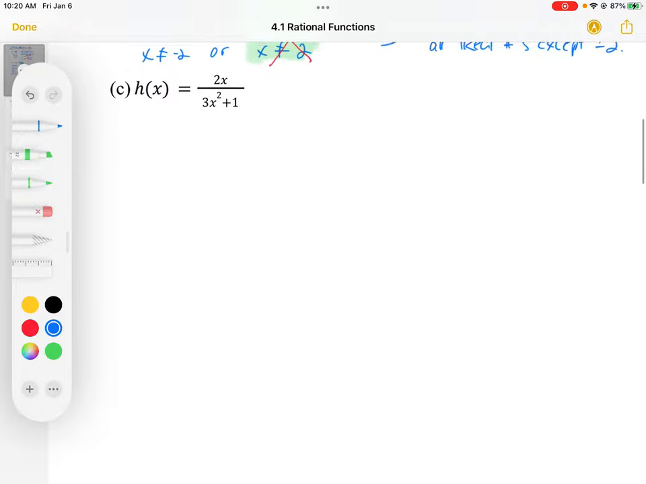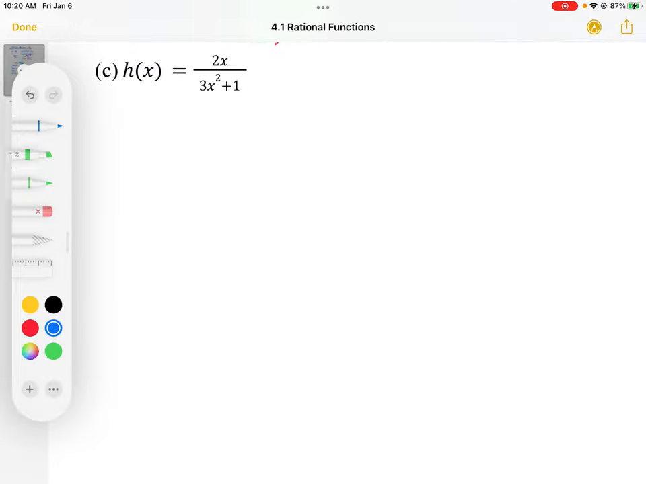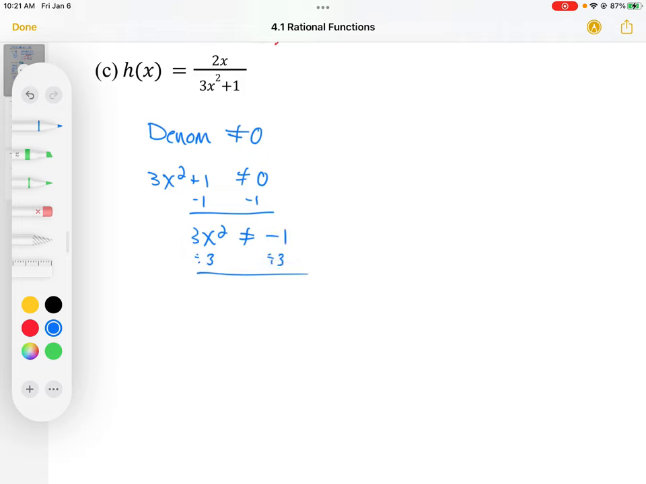Now, our last example, h of x is equal to 2x divided by 3x squared plus 1. So I cannot factor either the numerator or the denominator. So I'm still going to go to my next step. My denominator cannot equal 0. 3x squared plus 1 cannot equal 0. I'm going to solve this. So I'm going to subtract 1 on both sides. So 3x squared cannot equal negative 1. I'm going to divide both sides by 3. So x squared cannot equal negative 1/3.